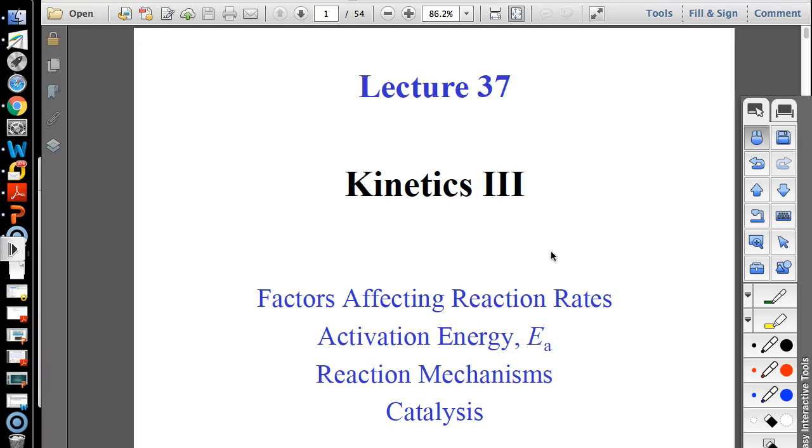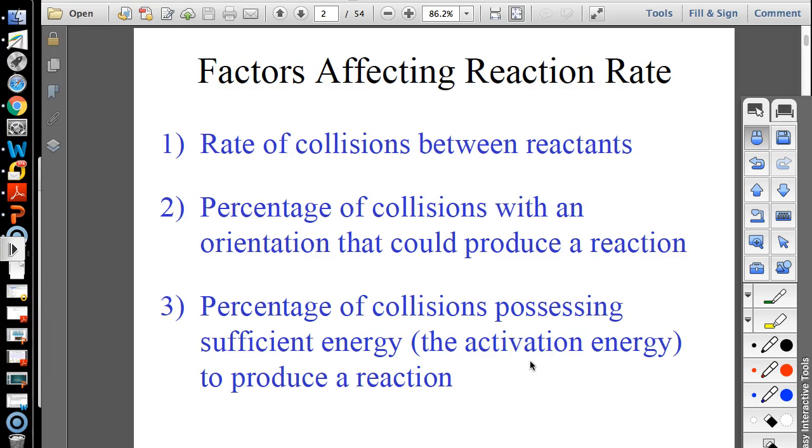A few things that affect reaction rates. We're going to talk about activation energy, which is one of them, mechanisms, and catalysts. So let's go ahead and do that.